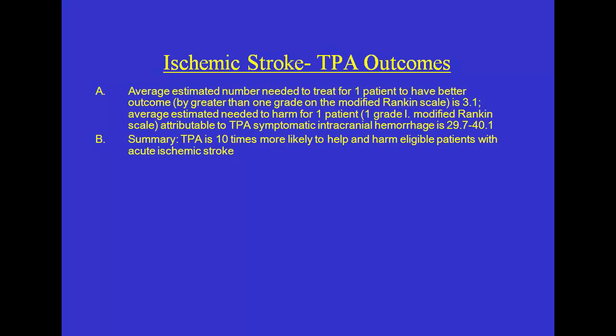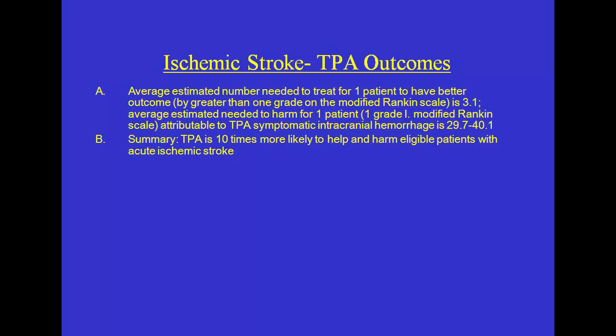TPA outcomes. This is the number needed to treat, which is a great statistic to present to patients. The average estimated number needed to treat for one patient to have a better outcome, that is greater than 1 on the modified Rankin scale, which is a recognized scale for rehabilitation, is 3.1. The estimated number needed to harm one patient attributable to TPA is 29 to 40. So clearly it's a beneficial therapy, and the outcomes have proven to be much improved at 3 months. In other words, TPA is 10 times more likely to help than to harm eligible patients with acute ischemic stroke.